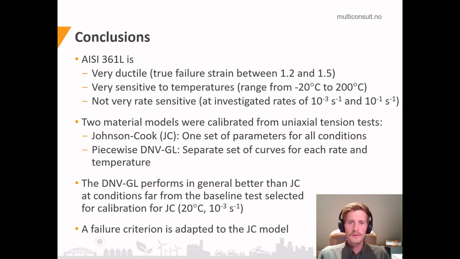The two material models were calibrated from uniaxial tension tests. One Johnson-Cook type model, where we have one set of parameters covering all the conditions, and one piecewise DNV-GL model, where we have separate set of curves for each rate and temperature. So in general, the DNV-GL performs better than the Johnson-Cook model for conditions far from the baseline test, which were used for calibration of the Johnson-Cook. If we're closer to the baseline test, they perform equally well. And for the Johnson-Cook model, we incorporated a failure criterion as well.